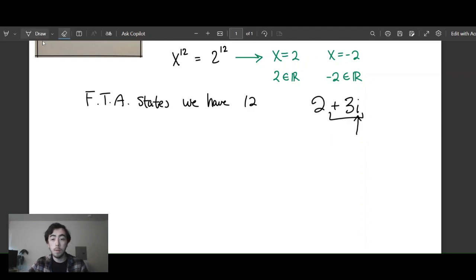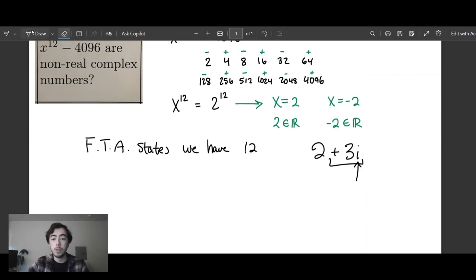And when we're talking about complex numbers, those are ones that have a real part and an imaginary part. Sometimes those parts just are 0, and so technically 2 is considered to be a complex number. Just because it doesn't have an imaginary component doesn't mean it's not complex. It's also a real number. It's also an integer. There's a lot of different ways you can classify numbers. So anyways, back to that fundamental theorem of algebra. It states that we have 12 complex roots.